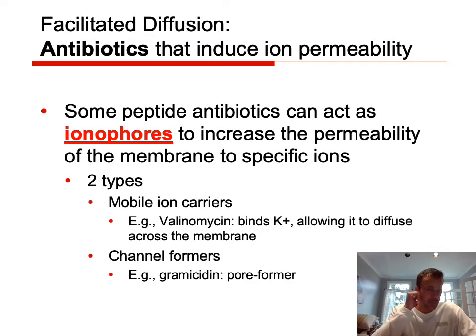For example, some peptide antibiotics can act as ionophores to increase the permeability of the membrane to specific ions. There are two types: mobile ion carriers such as vancomycin, which can bind potassium, allowing it to diffuse across the membrane, and channel formers as well, such as gramicidin.